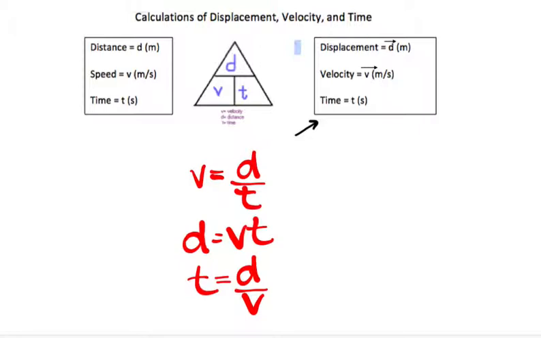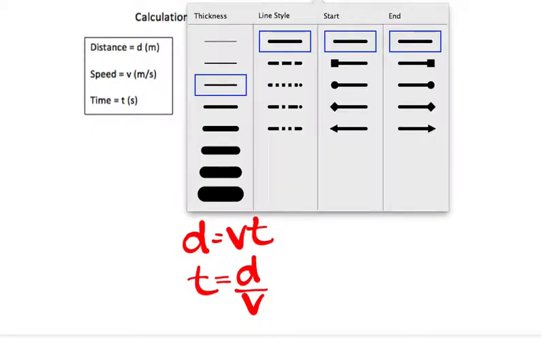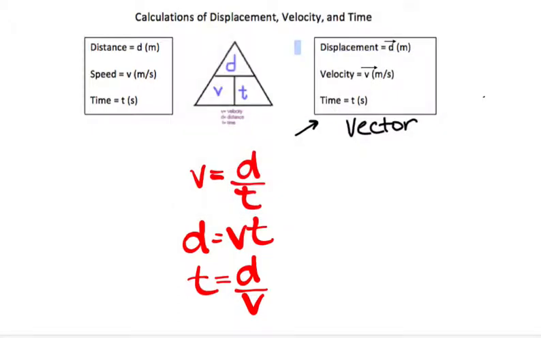But if you go over to the right, you'll see the vector quantities that go with those. So instead of a d for distance, we have a d with a little arrow. And that arrow represents displacement. And that arrow shows that it is, in fact, a vector quantity. So anyway, getting back to it, velocity is a v with a little arrow over the top showing that's a vector as well, and time is the same.